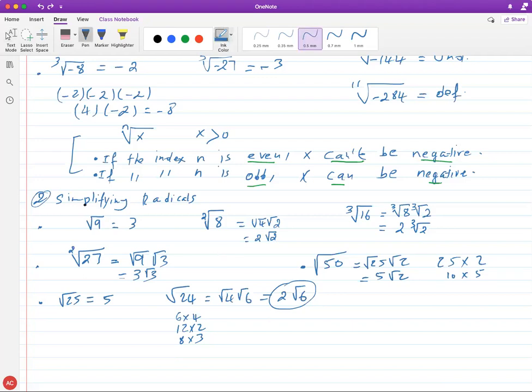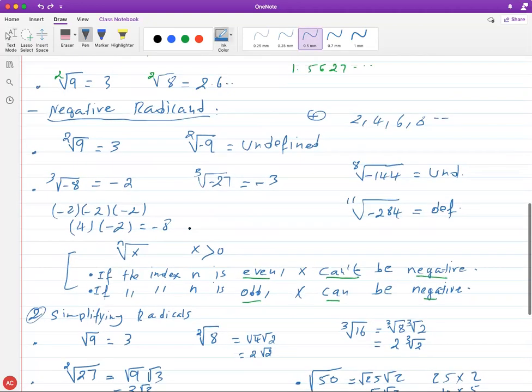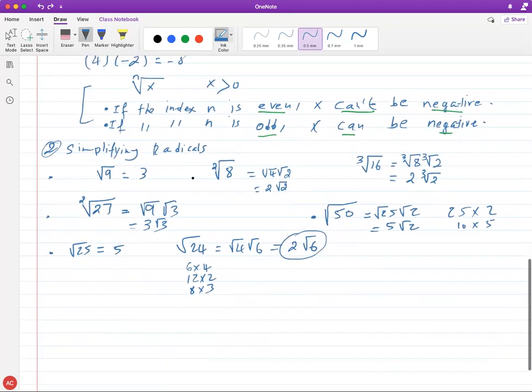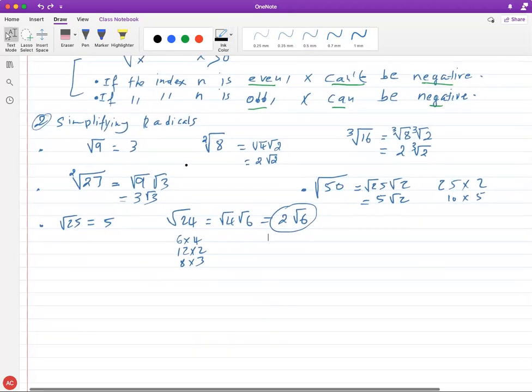Okay, so that's basically how you simplify radicals, even if they don't have a perfect root. And as always, before you simplify anything, make sure it's defined. If it's not defined, you don't need to waste time finding anything.